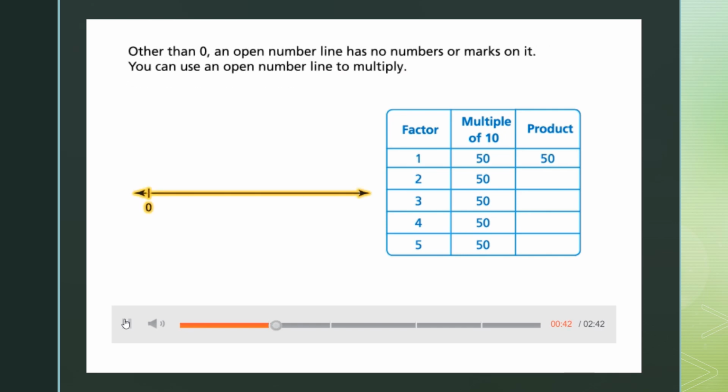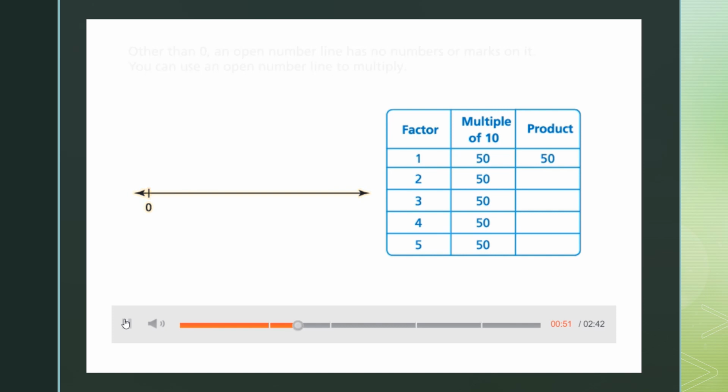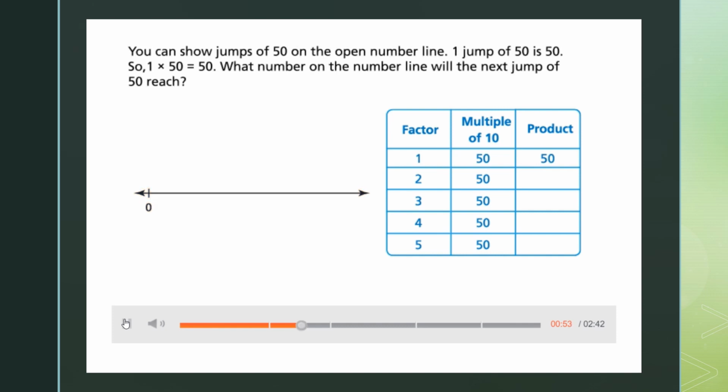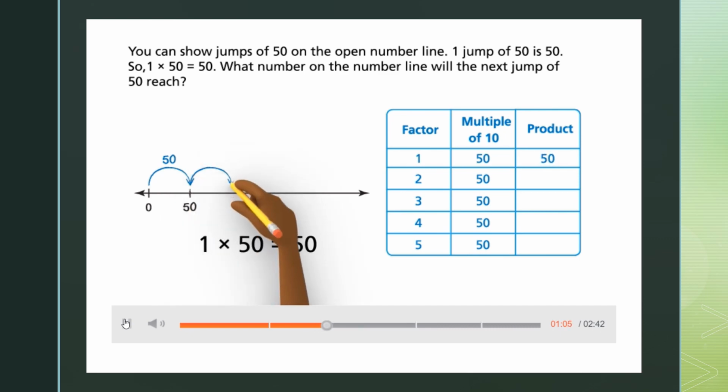Other than 0, an open number line has no numbers or marks on it. You can use an open number line to multiply. You can show jumps of 50 on the open number line. One jump of 50 is 50, so 1 times 50 equals 50. What number on the number line will the next jump of 50 reach?